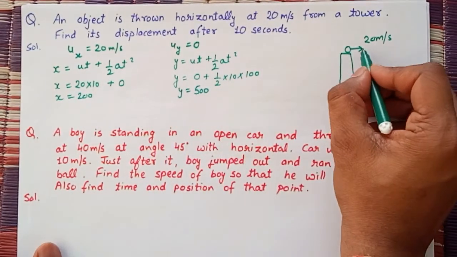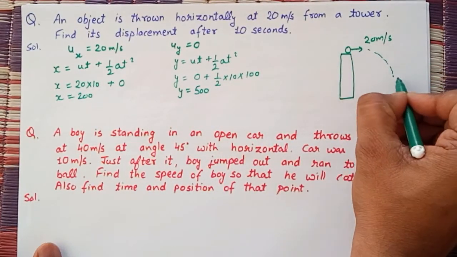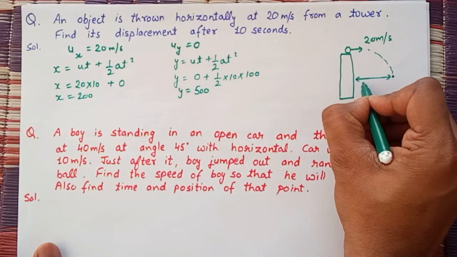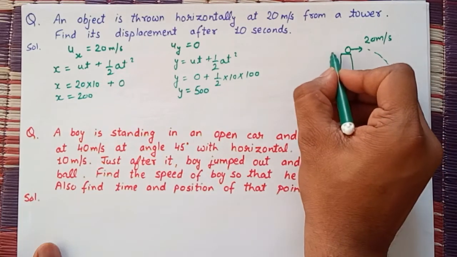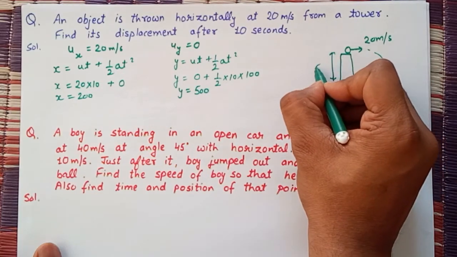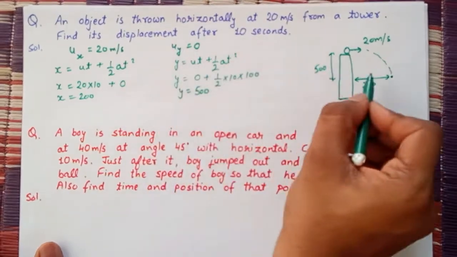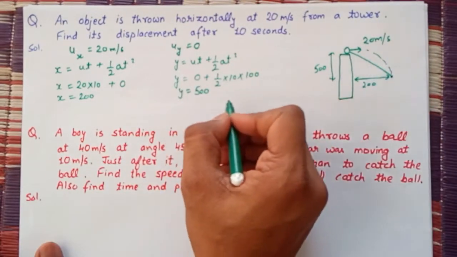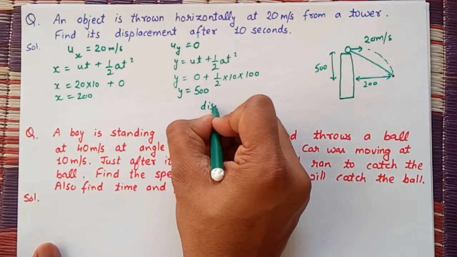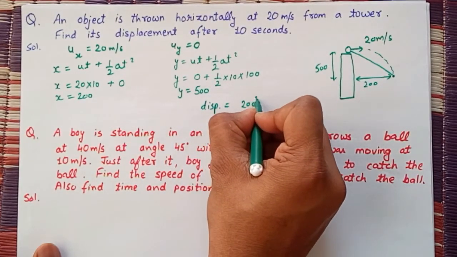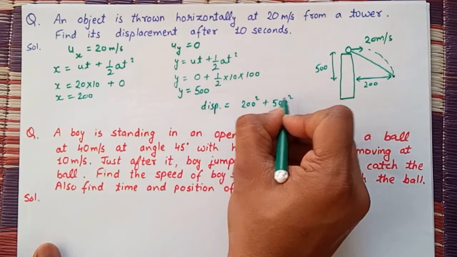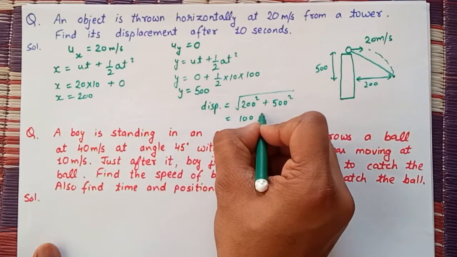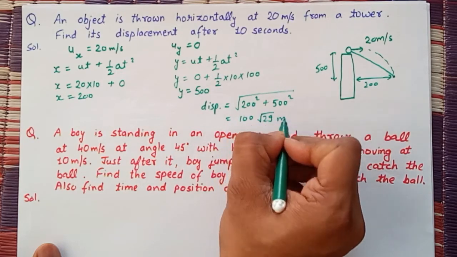Now means the object has traveled some distance, let it be here, such that its x distance is 200 and its y distance is 500. Now what we have to find? We have to find the displacement, means we have to find this. So displacement will be found by using the Pythagoras theorem. Displacement will be the root of 200 square plus 500 square, or it will be 100 root 29 meter.